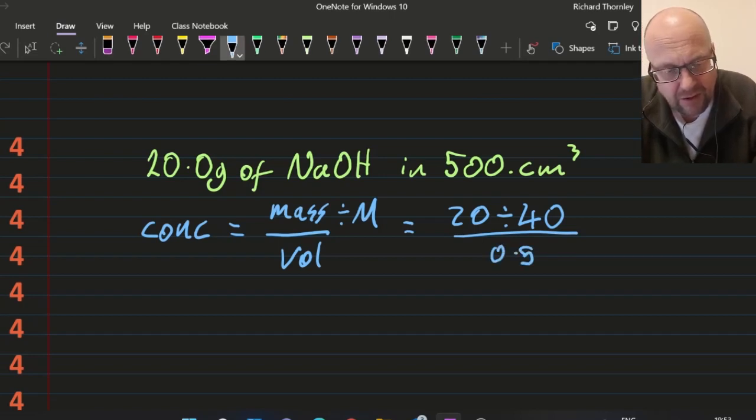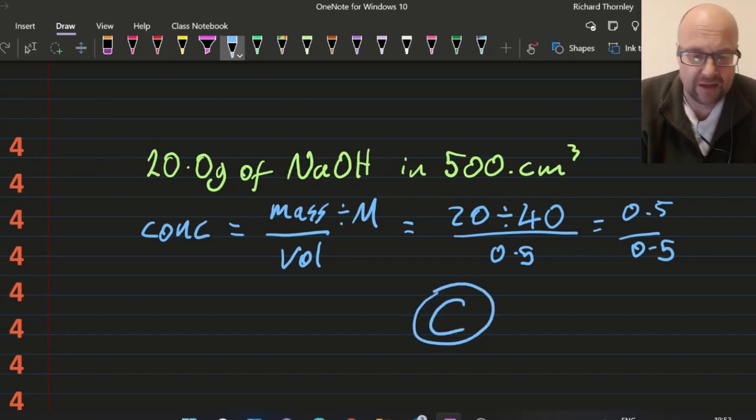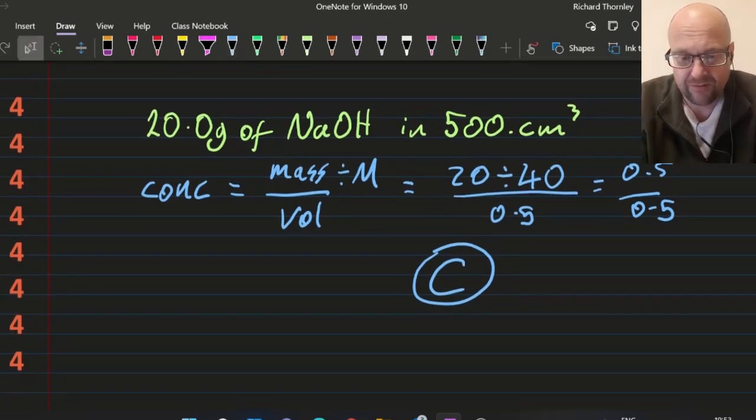So 20 over 40 is 0.5 over 0.5. Well, that's 1, isn't it? So 4 is C. Yep. 4 is C. Question 5.